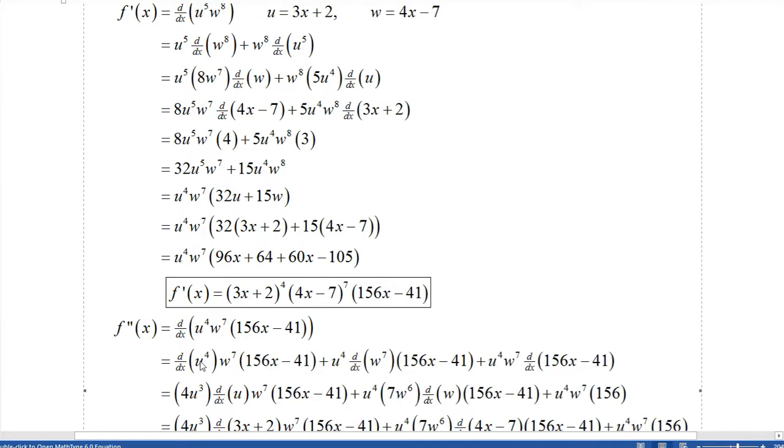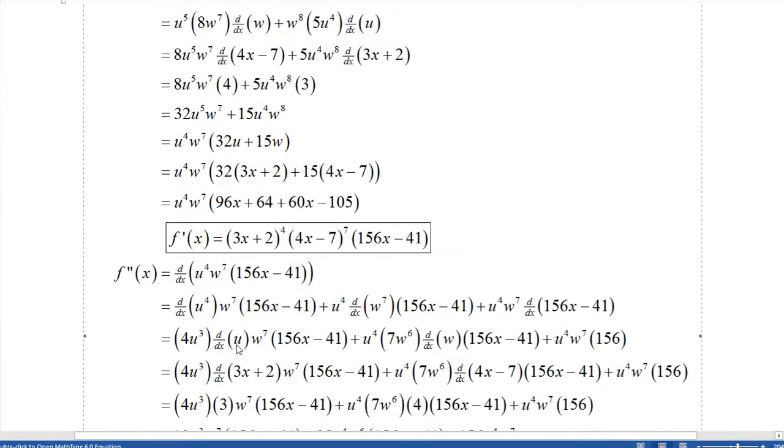Now let's see here. The derivative of u to the 4th is 4u cubed times the derivative of u. And we still have times w to the 7th times 156x minus 41. Here we have the u to the 4th. The derivative of w to the 7th is 7w to the 6th times the derivative of w. And then we still have times the 156x minus 41. Plus, here we have these two, u to the 4th times w to the 7th, and the derivative of 156x minus 41 is just 156.